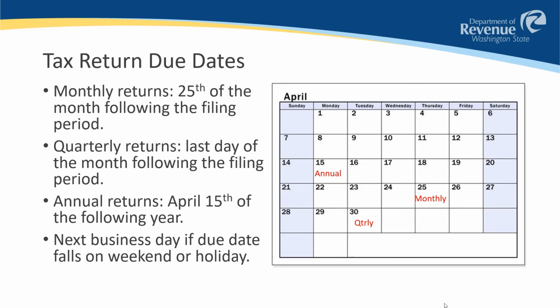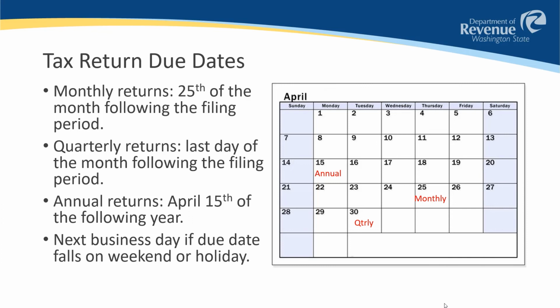You can find out what your filing frequency is in a few ways. When you registered your business, you should have received a welcome letter from the Department of Revenue. Your filing frequency is listed on that letter. If you no longer have that letter, you can check your account online on MyDOR to see when your next tax return is due. Or you can always call our telephone information center and one of our agents will assist you. On the slide, you can see when tax returns are usually due.